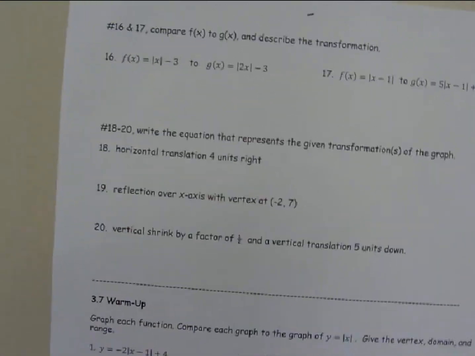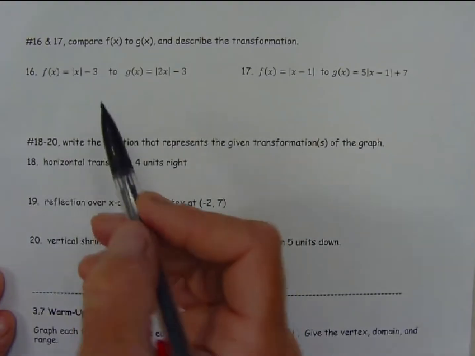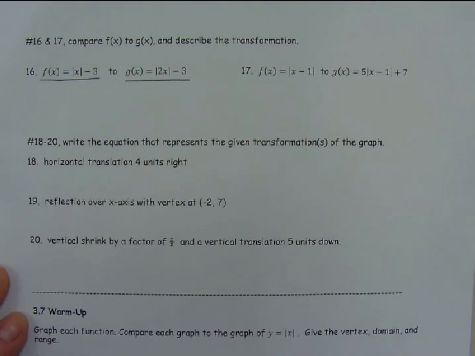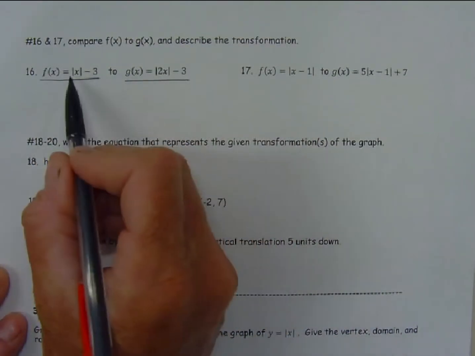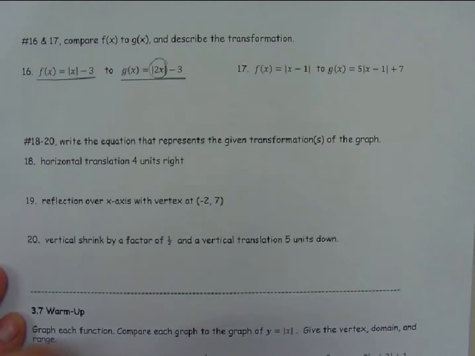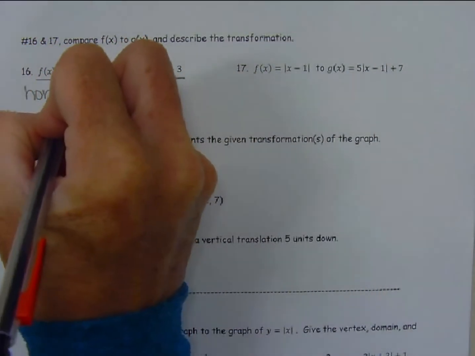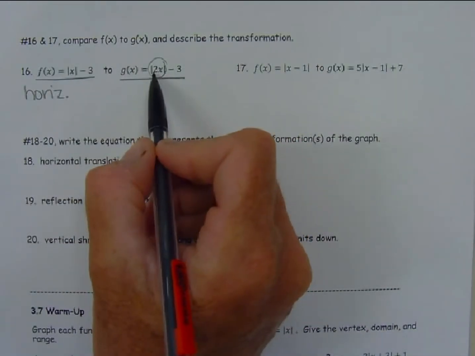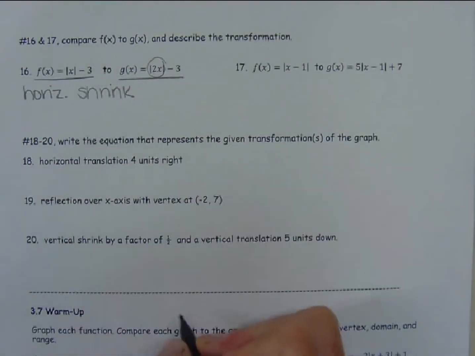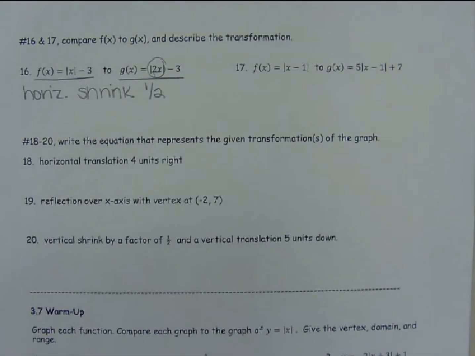The last thing we're going to do is we're going to do this comparison in some equations here. So if you take a look here, we're going to compare f to g and describe the transformation. You will notice that everything is the exact same, but this has a 2 inside. Because the 2 is inside and not outside, it's going to be horizontal. Because inside is always opposite, normally it would be a stretch, but in this case it will be a shrink. And the way you get that shrink is by taking the reciprocal of that and making that shrink 1/2.